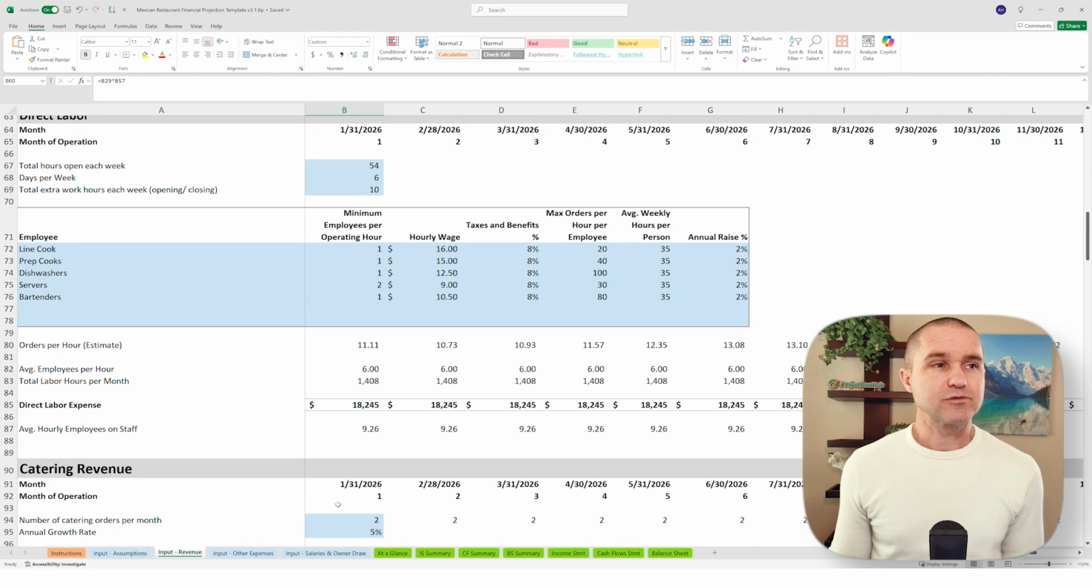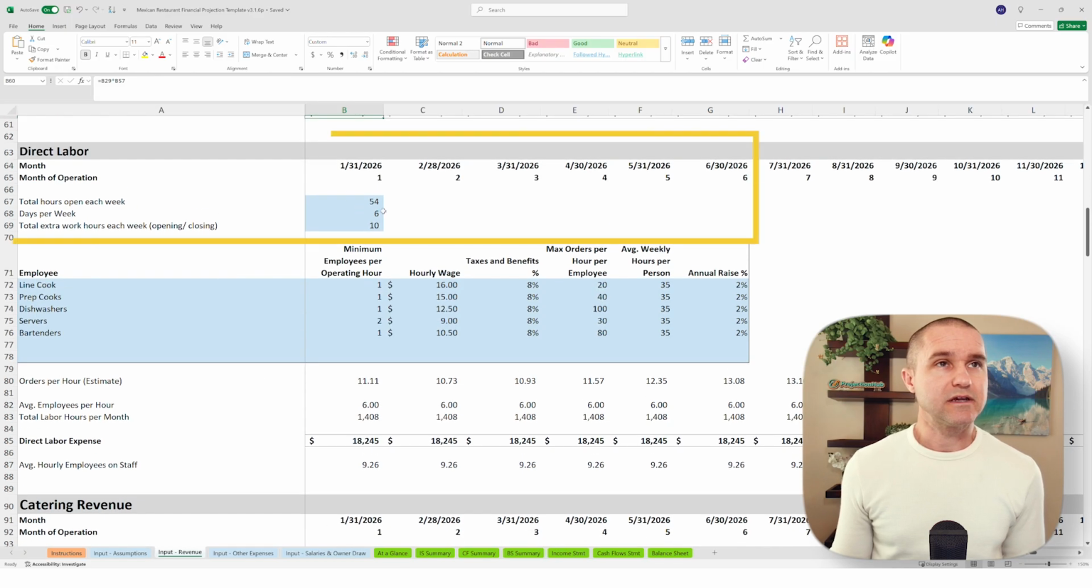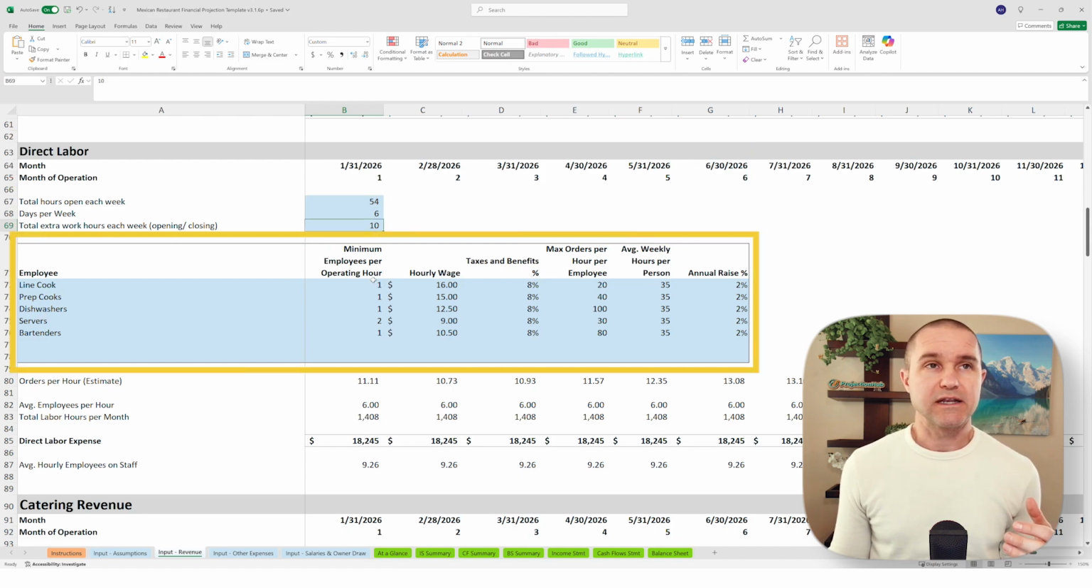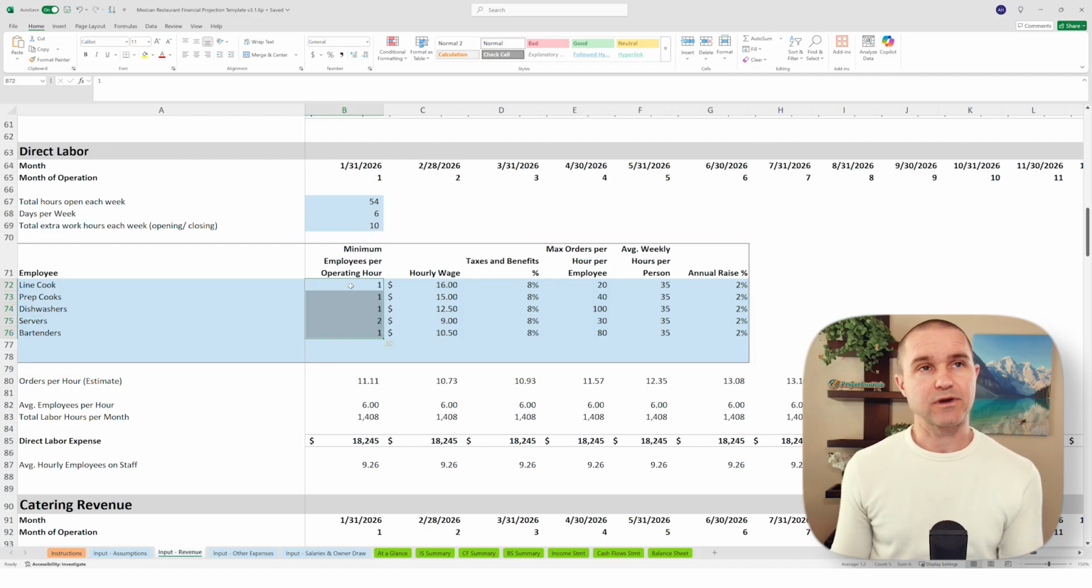Now we have some assumptions about direct labor here. So you can set the number of hours you're open each week, how many days per week, how many hours per day. And then that will help us determine what kind of employees we're going to need. So we can say the number of minimum employees per operating hour. So we say we're going to need at least 1 line cook, 1 prep cook, 1 dishwasher, 2 servers, and 1 bartender for every operating hour that we're open.